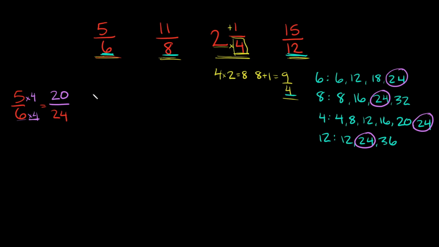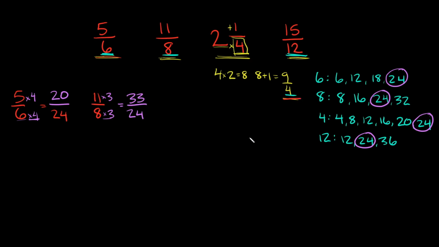Okay, so let's do that to the other three fractions. Next we have 11/8. I want 24 in the denominator, right? So here I'm going to have to multiply by 3, because 8 times 3 is equal to 24. Since I multiplied by 3 down here, I also have to multiply by 3 up here. So 11 times 3 is 33. Here we have 33/24.